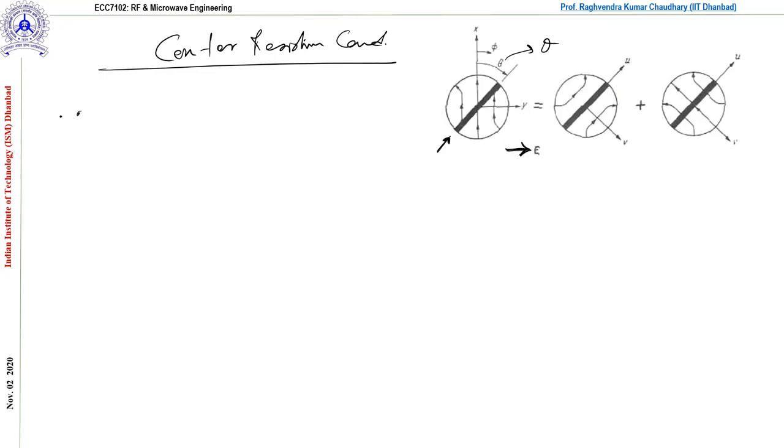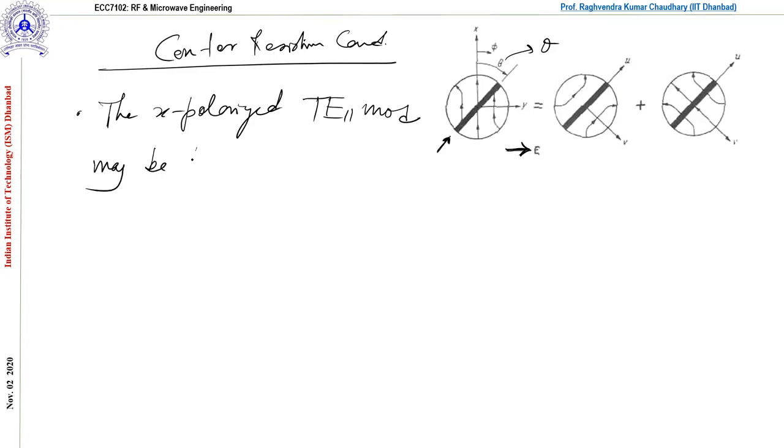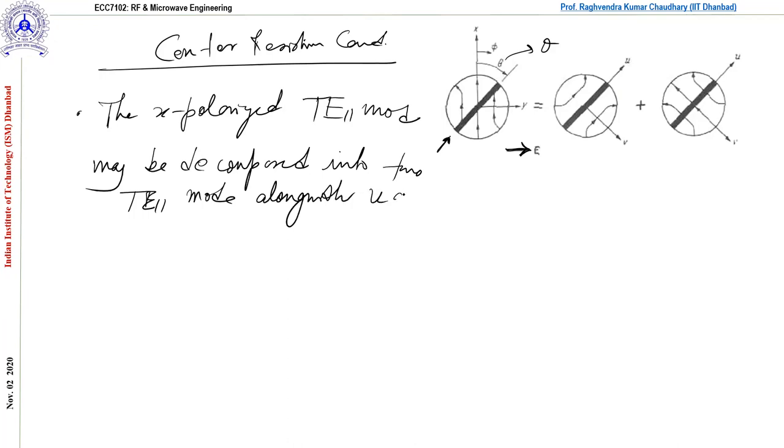So the first point is that the X-polarized TE11 mode may be decomposed into two TE11 modes along the U and V directions. Okay, so to simplify the problem, intentionally we did these things.